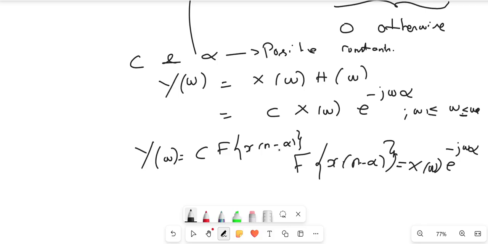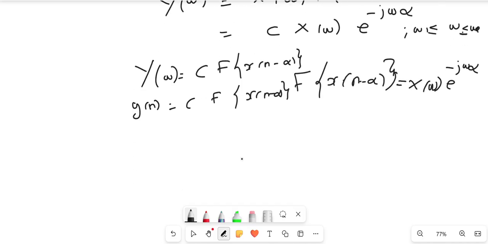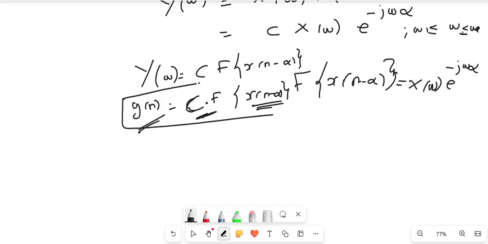So now you can write y of n is equal to c into x of n minus alpha. So the filter output is simply a delayed and amplitude scaled version of the input signal. This c is a scaling factor, amplitude scaling. So the filter output is simply the scaled and delayed version of the input signal.